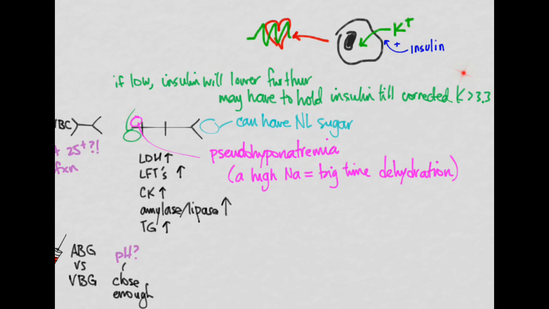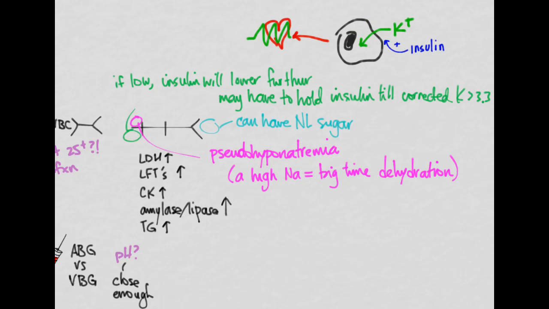So before giving the insulin, always check the potassium and wait. Give more potassium if you need to. Get the potassium above 3.3 before you even consider giving any insulin. We'll talk about that in a little bit.